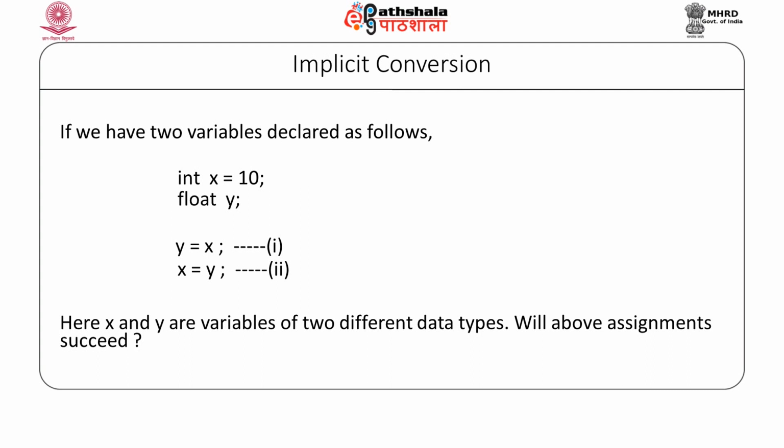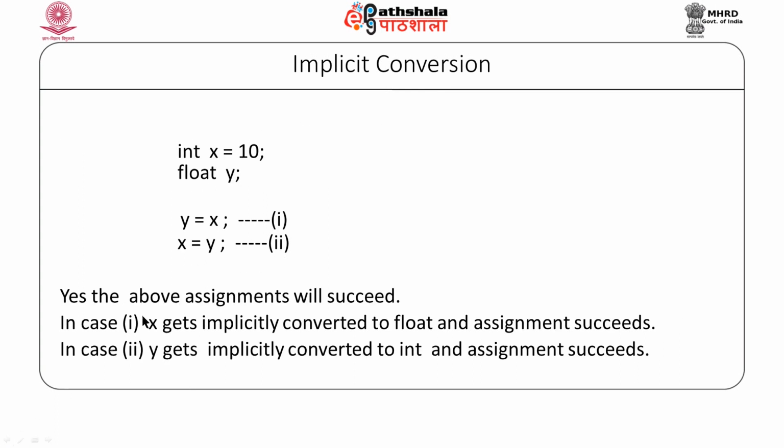First of all, let us try to recall that if we have two variables declared as follows, that is, one variable int x whose initial value is 10 and another variable y which is a float type of variable. If I write two assignment statements like this, in the first I am trying to assign x to y and in the other I am trying to assign y to x. We can see here that x and y are variables of two different data types, x is integer and y is float. Will the above two assignments succeed? Well, you can recall that yes, the above statements will succeed, and how will they succeed?